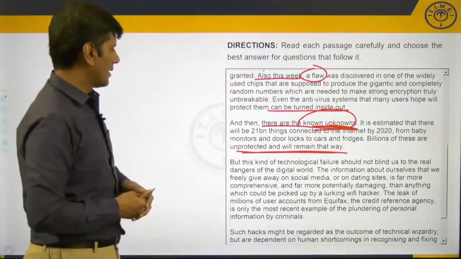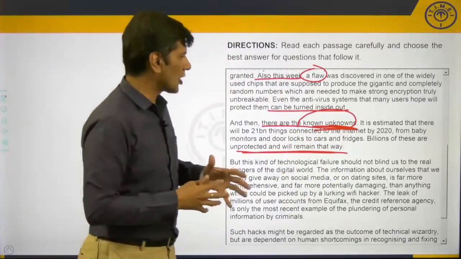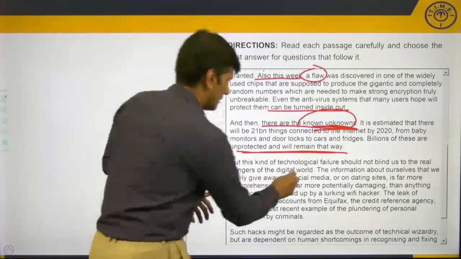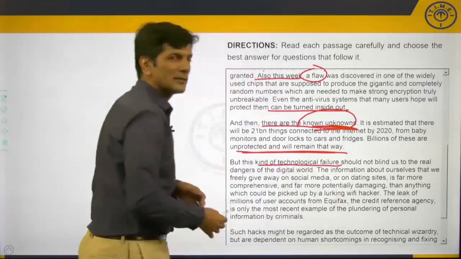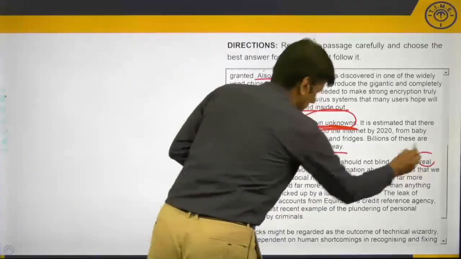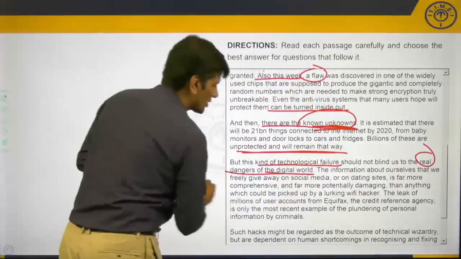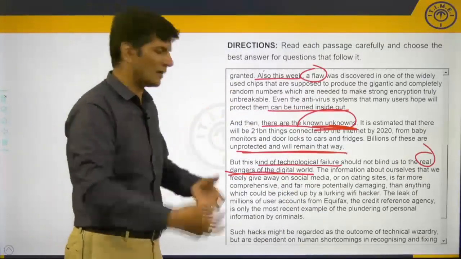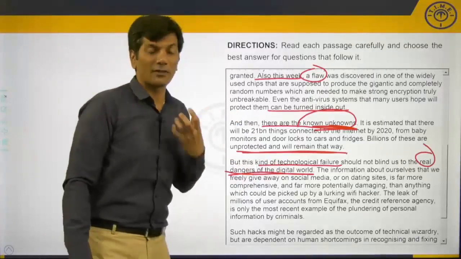Then this paragraph. But this kind of technological failure should not blind us to the real dangers of the digital world. This is a technological failure. This should not blind us to the real dangers of this digital world. So what is your anticipation now about this paragraph? That the author would sort of focus on what these real dangers of the digital world actually are.